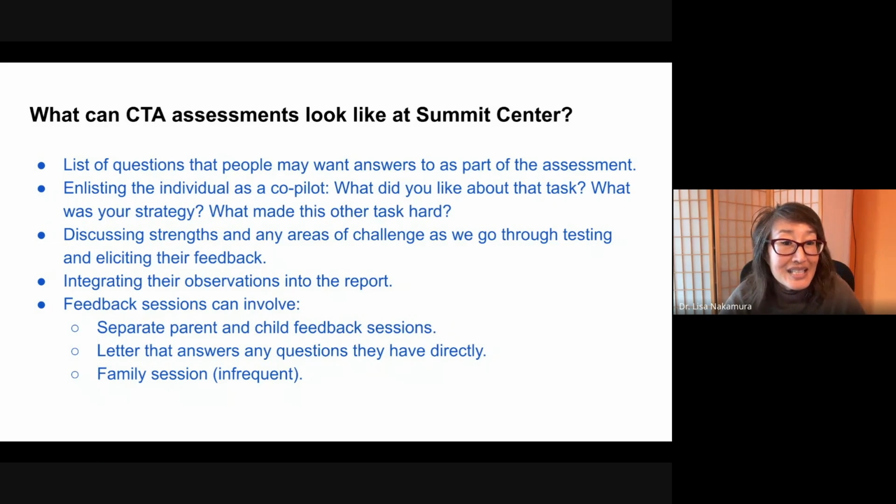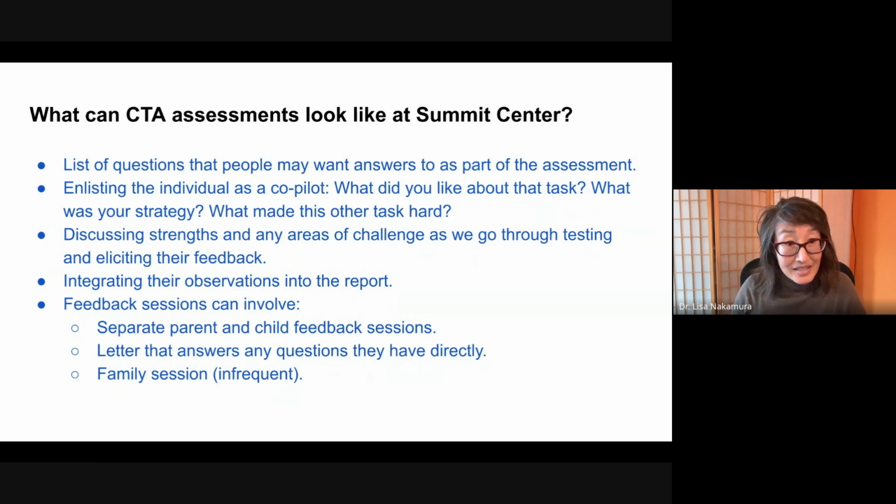If they're open, I like to try to enlist individuals as a co-pilot while we go through the testing. What did you like about that task? What was your strategy? What made it hard? Does this remind you of when it was hard for you in school? Well, yes, it's just like in school. And so what's that like? That must be so difficult, right? Especially when there's a youth who says, I don't know why I'm here. Okay, this is why I'm here, because I'm trying to figure out what could help you with that.